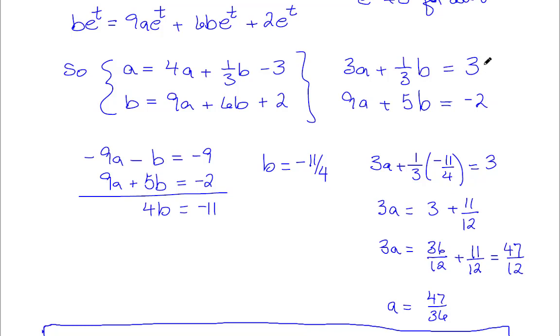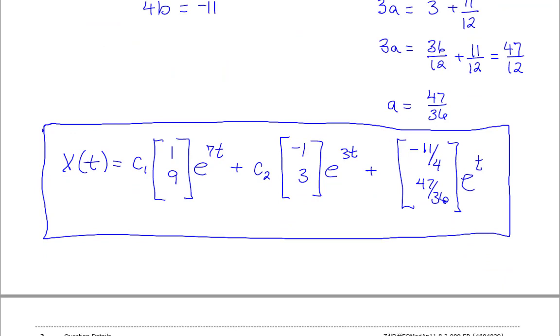All right, so I'm going to take this top equation here, and I'm going to fill in my minus 11/4. So I get a 3 plus 11/12. Well, 3 is writable as 36/12, so 47/12. And now multiply through by 1/3. So putting all this together, we have our homogeneous solution, eigenvalues, eigenvectors, and then our particular solution is of the form e to the t, and these are the different coefficients in the front.